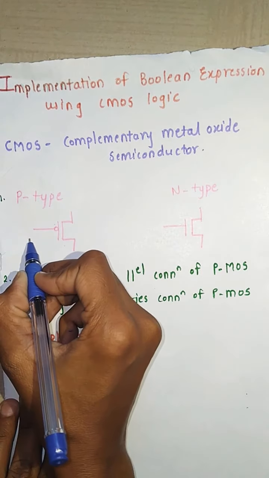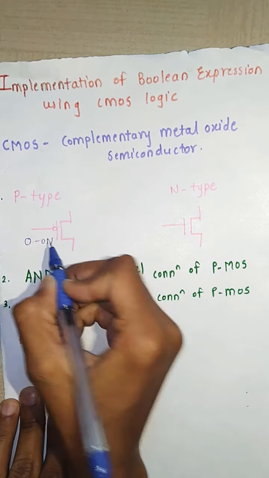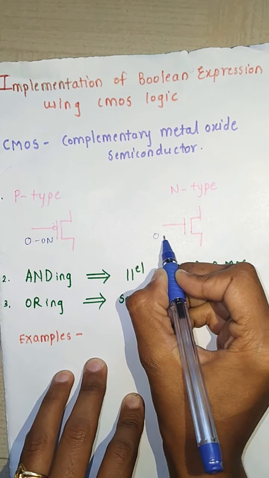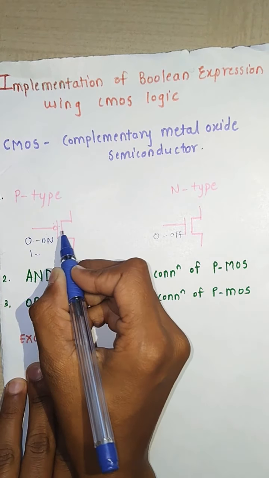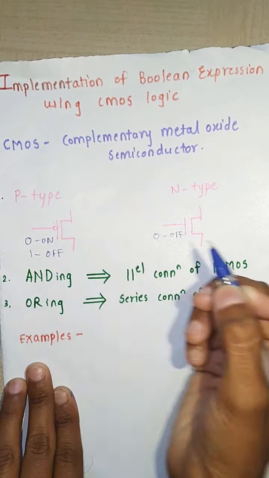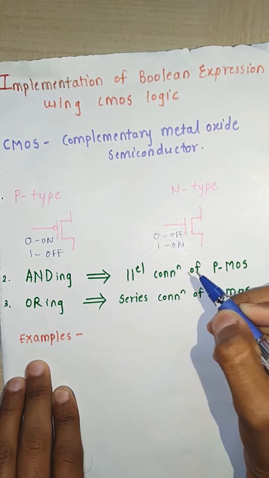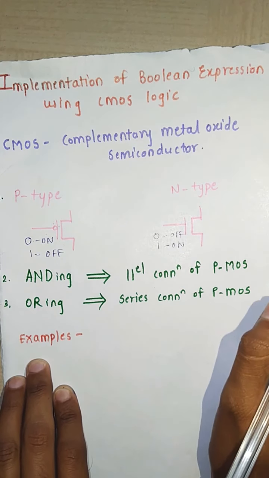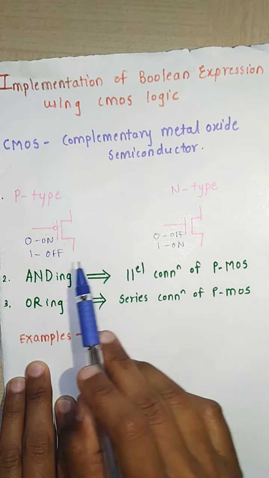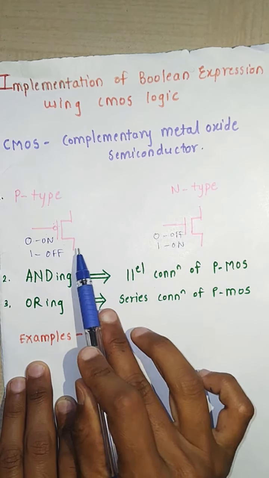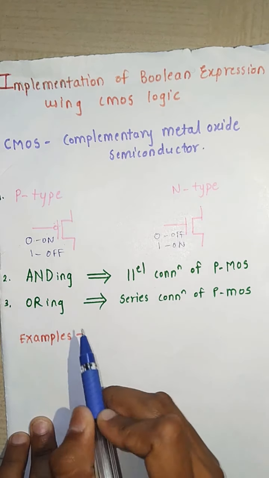If we apply logic 0 to the base of the P-type transistor, the transistor becomes on, and if we apply 0 to the base of the N-type transistor, the transistor becomes off. If we apply 1 to the base of the P-type transistor, it becomes off, and if we apply 1 to the base of the N-type transistor, it becomes on. So this is the basic working of PMOS and NMOS transistor. This is the first thing, and now you must have understood that they operate exactly opposite. Then the second important thing is the ANDing operation.